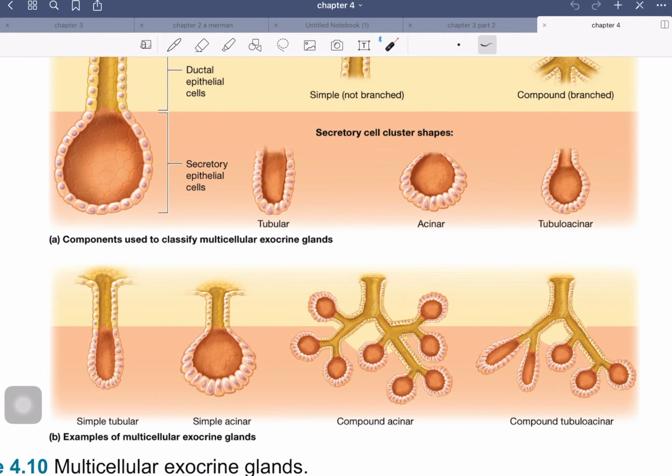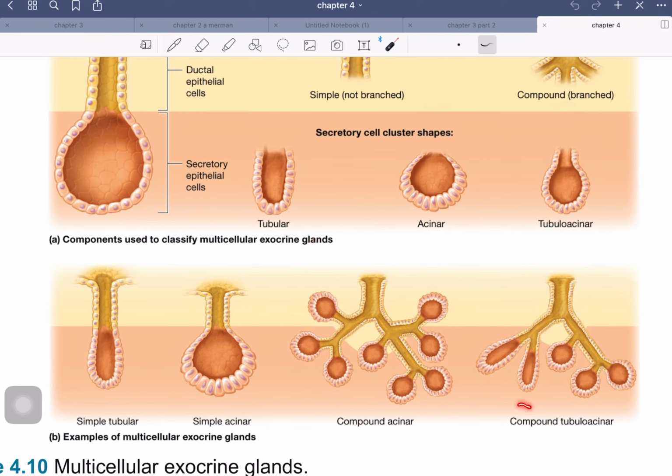Then I have compound acinar. Remember, compound means the ducts branch. So definitely this is a compound gland. And because at the ends I have this rounded collection of cells, remember, these are the cells that are making the product. These cells, in this case, are just there to make a tube to carry stuff. They're not making the product. And so that's a compound acinar.